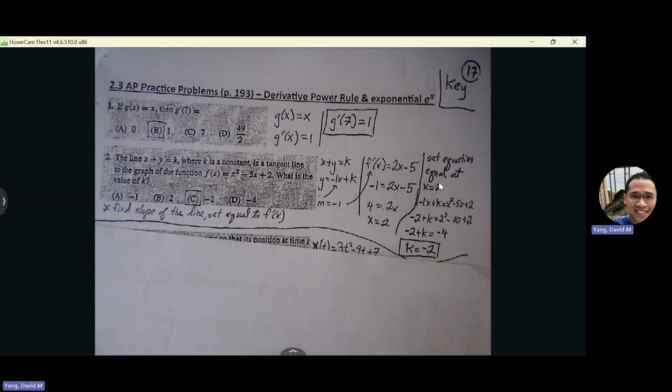Once we solve for x, we can plug it into both these equations, because not only are they going to share the same slope at this point, they're also going to share the same y value at that point. So then we can set the two equations equal to each other, replace all the x's with 2's, and then the only unknown value left to solve for is k.